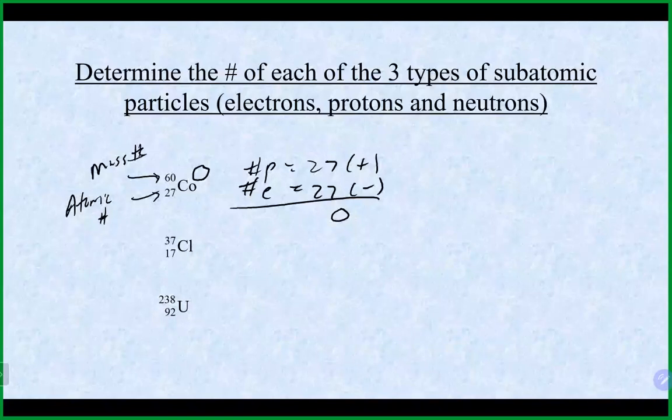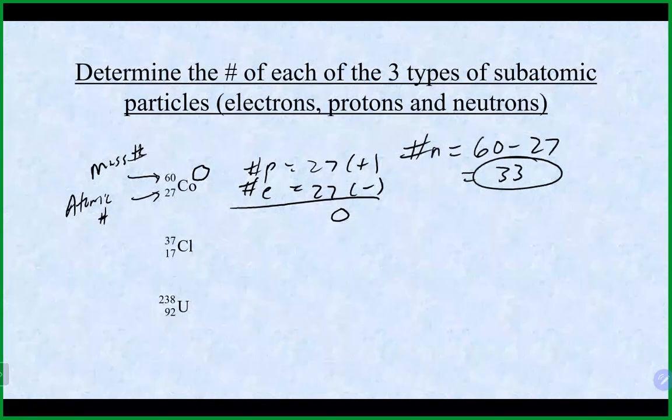Now, in terms of our neutrons, we will have our mass number, which is 60, minus our atomic number, which is 27. And it would be 33 in that particular case. Any questions on that one there?